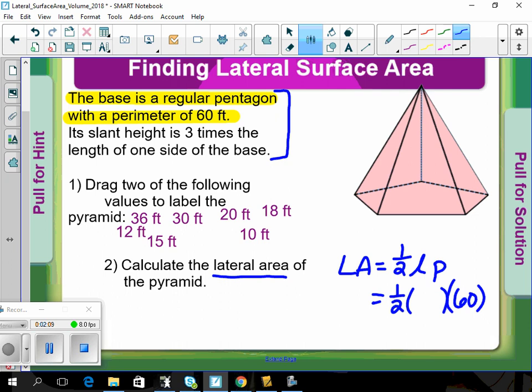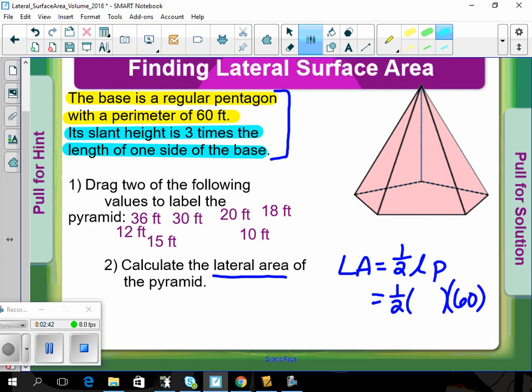Regular is important. Regular means what again? If it's regular, always 360 on the outside. Regular means all the sides are the same, right? And all the angles are the same. All right, so we're still trying to find the slant height. Let's see if the next sentence will help us. So the next sentence says its slant height, good, is 3 times the length of one side of the base.